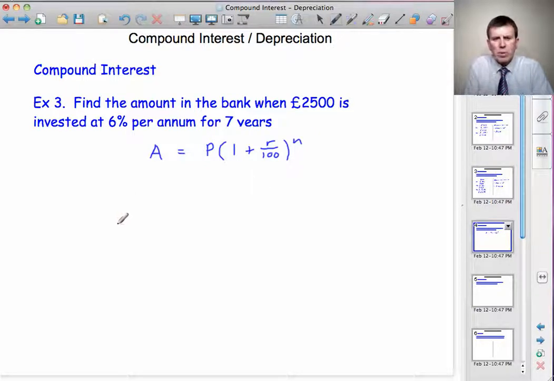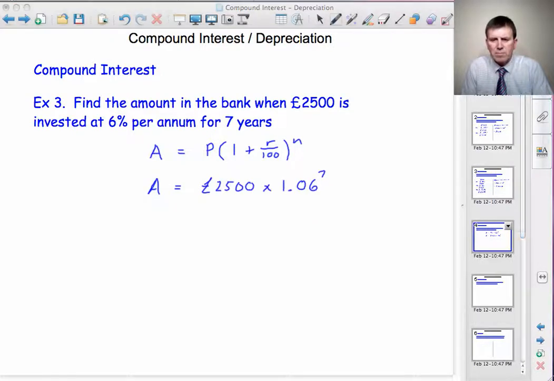Find the amount in the bank when £2,500 is invested at 6% per annum for 7 years. Well, A is equal to £2,500, that's the P, the principal, multiplied by, now 1 plus 6 over 100, it's 1.06, that's what you multiply by to add on 6%, 1.06. But because we've got the money in the bank for 7 years, we have to multiply by 1.06 at the end of every year, so it's 1.06 to the power 7.